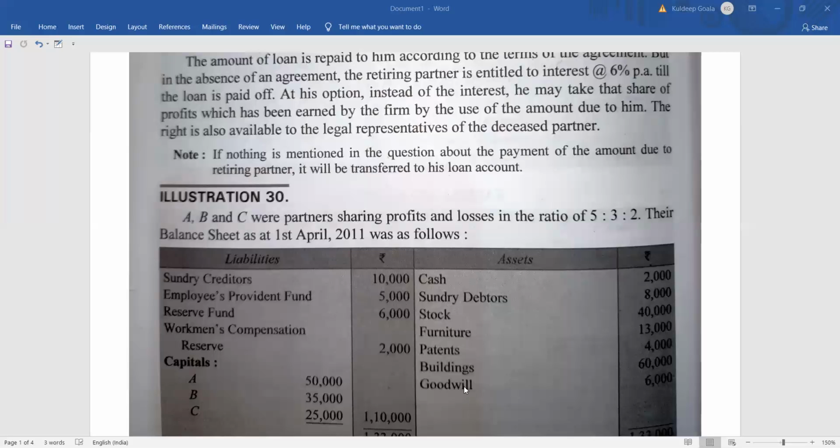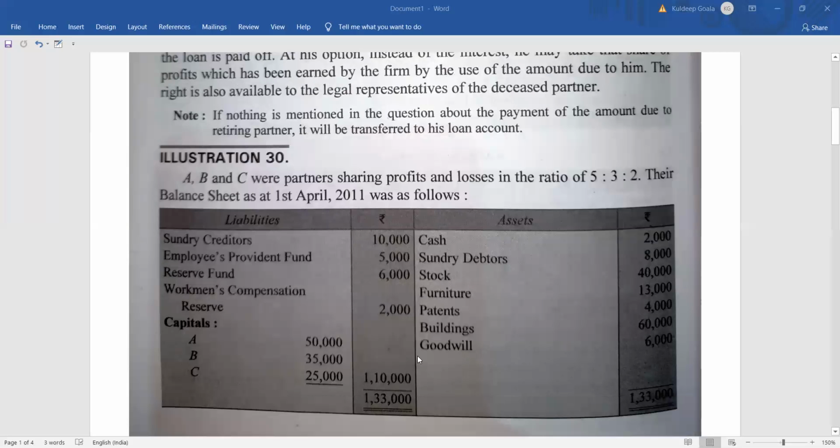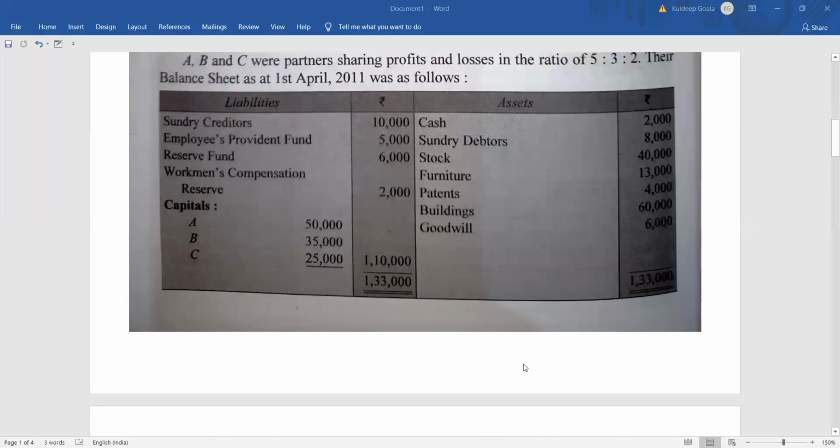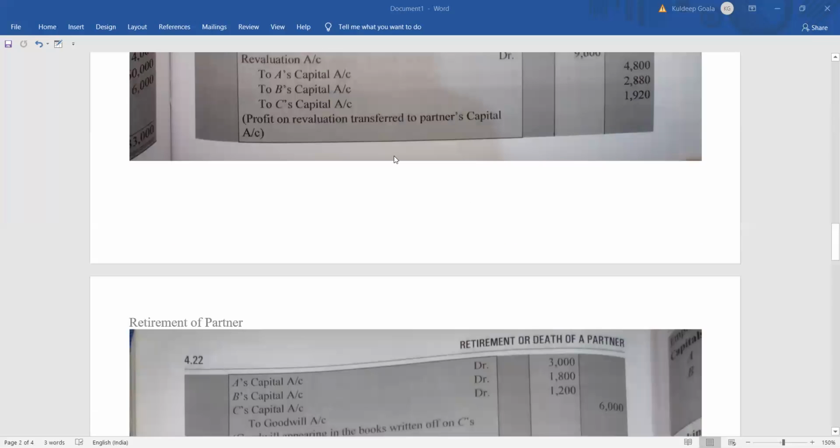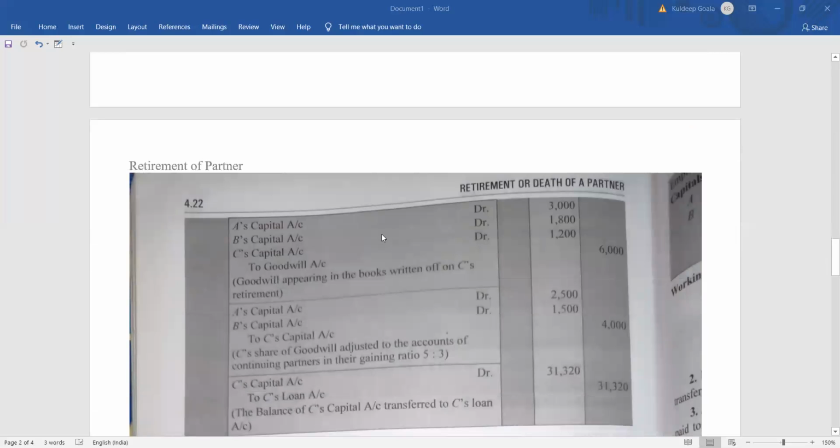After that, we can go for writing off the goodwill also. You can just shuffle a few of the journal entries, that will not be a problem. So if you write off the goodwill, what will be the journal entry? A's capital account debit, B's capital account debit, C's capital account debit, to goodwill, isn't it? All the partners' capital accounts debit to goodwill. Here they have done the revaluation first, so you can go up and down, no problem. So A's capital account debit 3,000, B's capital account debit 1,800, C's capital account debit 1,200, to goodwill account 6,000. This is nothing but the goodwill written off.